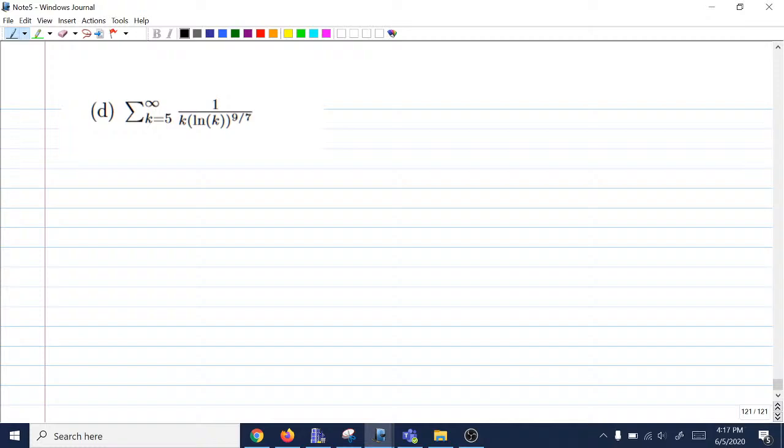To use the integral test, I need 1 over x log x to the 9/7 to be eventually positive and decreasing, since x and log x are increasing.